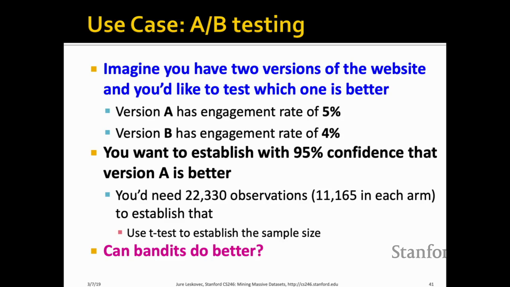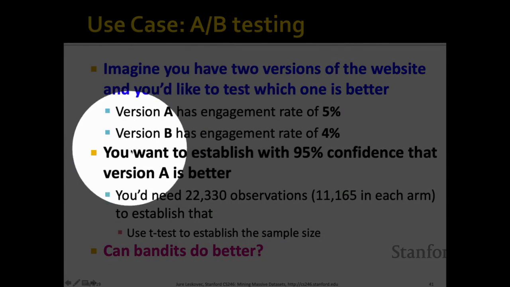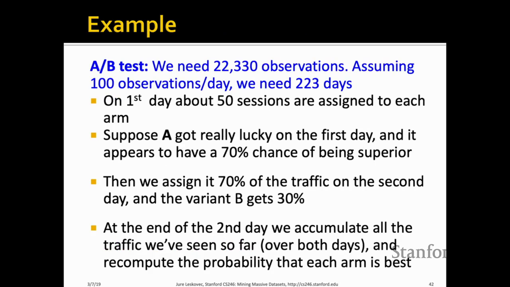The condition is as before. Our condition A is a 5% engagement rate, B a 4% engagement rate. What we want to do is establish, within a certain confidence, that version A is better. And we said that with A-B testing, we're going to need roughly 22,000 observations. So how much better are we going to do with the bandits? And here is the result.